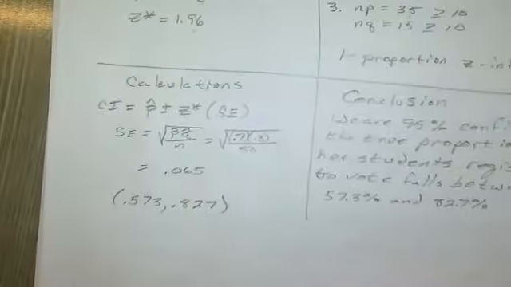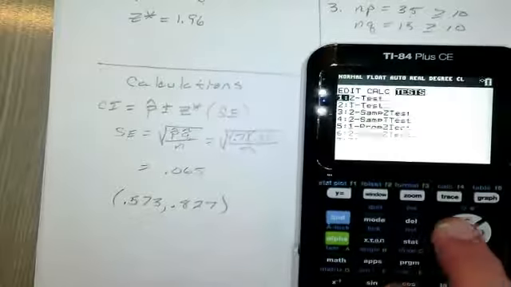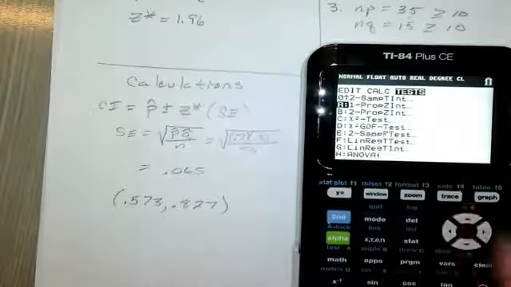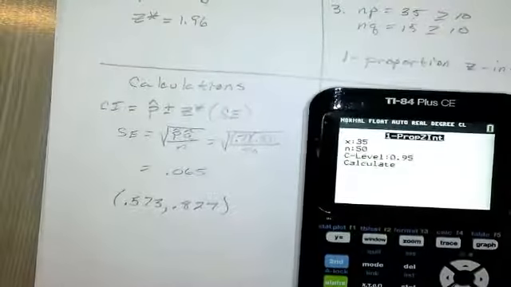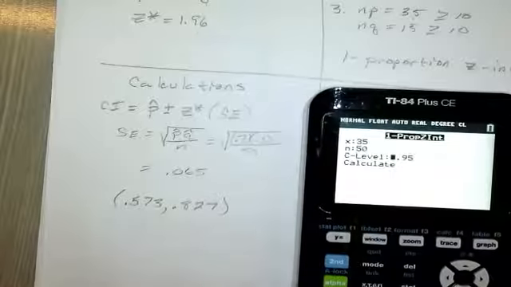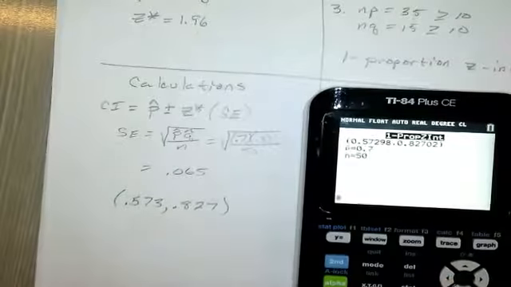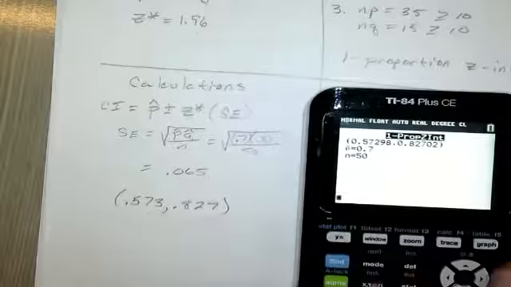Then of course, on the calculator, Stat, Tests, 1-PropZInt, because we named it right here. 35, 50, it's a 95% confidence interval, and calculate. And there's my interval. So 0.573, 0.827. Rounded this up to a 3.